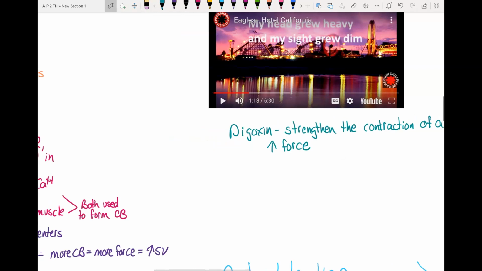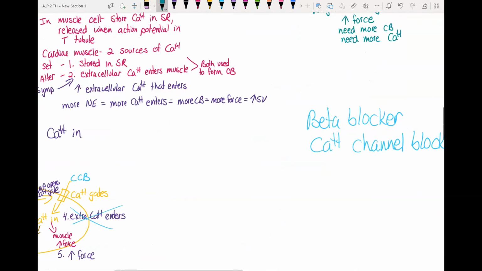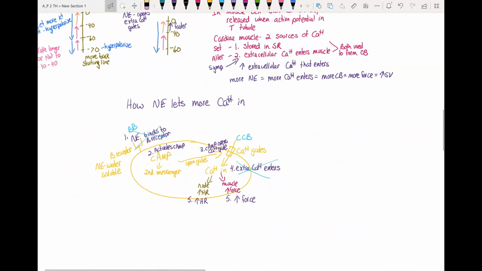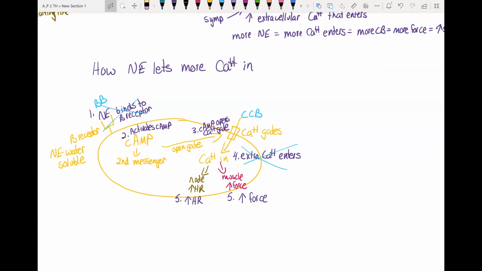Well, if you want more force, that means you need more cross bridges. And if you want to have more cross bridges, that means you need more calcium. So remember, you have calcium that comes in from outside. Well, that calcium is constantly moving in and out. This extra calcium that comes in, it then turns around and goes back out between heartbeats. It doesn't just stay in there. So the calcium comes in and then it goes back out.